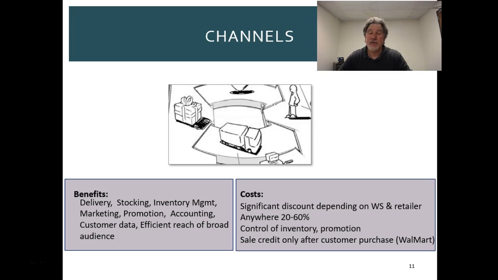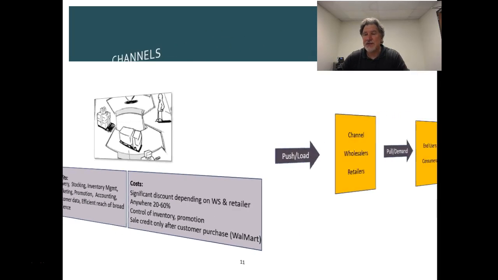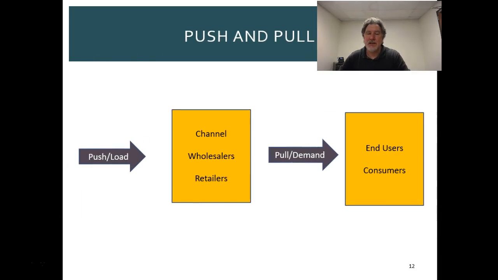And you may also have control issues relative to inventory, promotion, even sale credit. Walmart, sometimes what they do with their supply chain, basically for companies selling through them, is you don't get credit for the sale until that customer actually buys that product. Pretty scary.